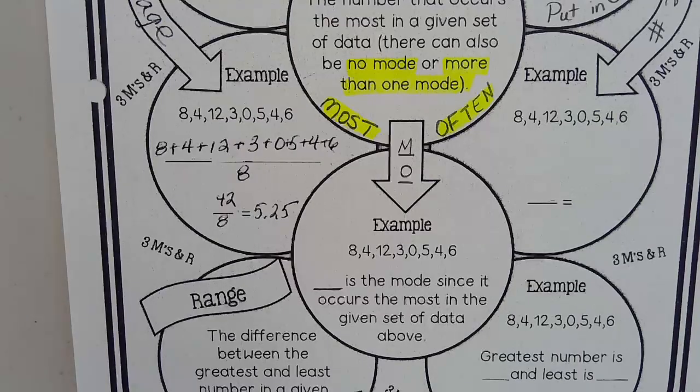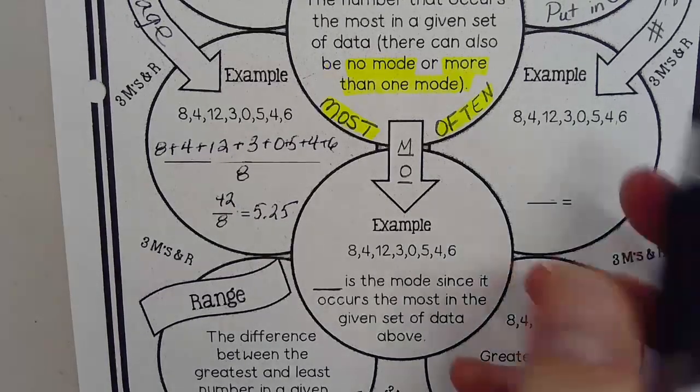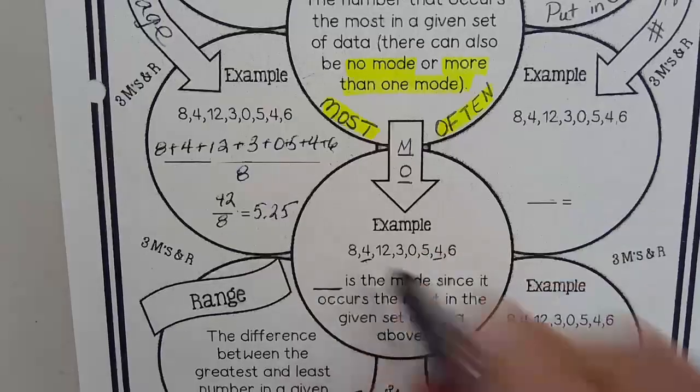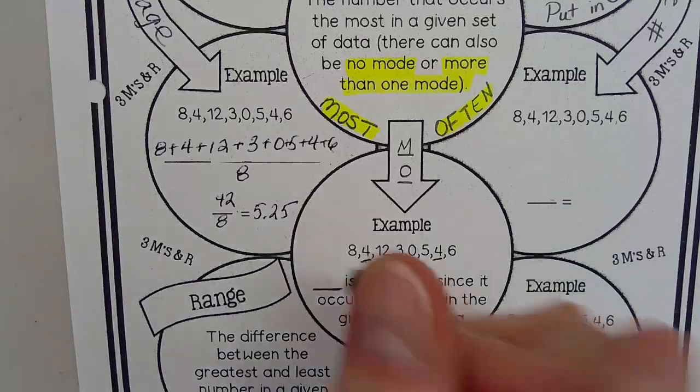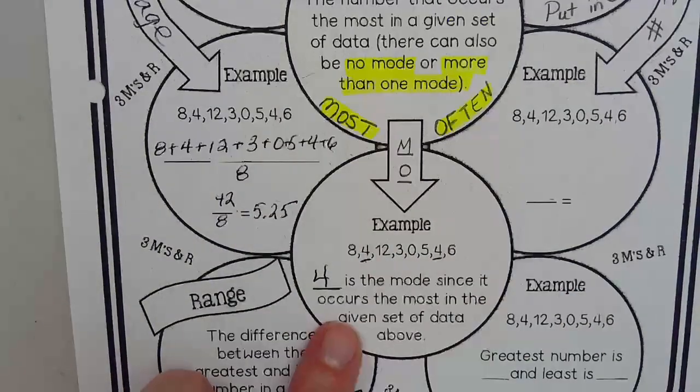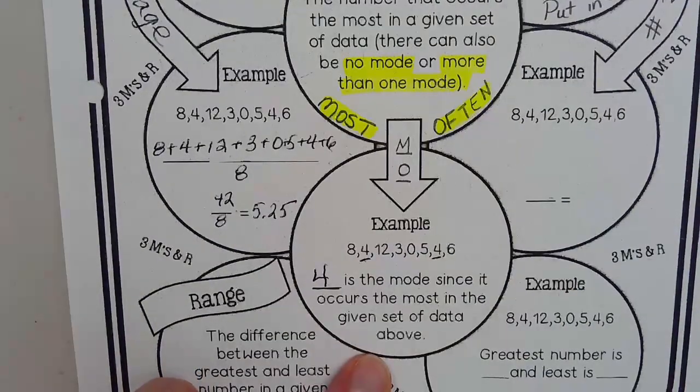Do I need a calculator for this? Which one occurs most often? Okay, so I have more than one. Is there any other number that's on there more than once? Is that it? So what's my number? It's a 4. 4 is the mode since it occurs most often.